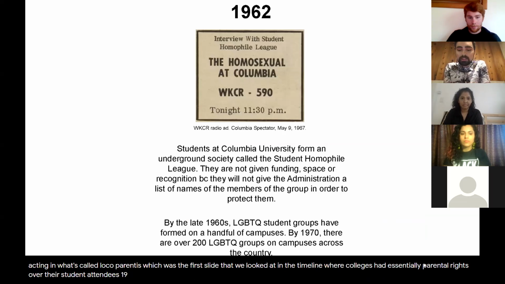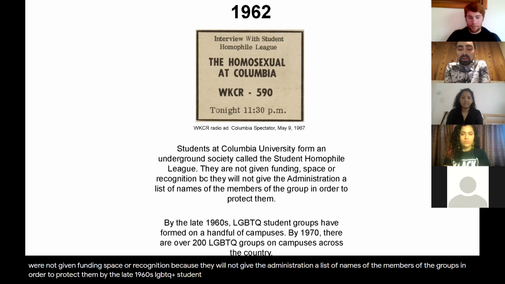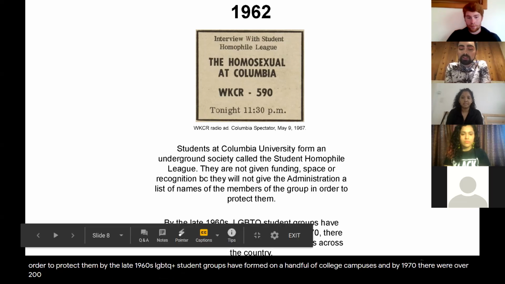In 1962, students at Columbia University from an underground society called the Student Homophile League were not given funding, space, or recognition because they would not give the administration a list of names of the members of the group, in order to protect them. By the late 1960s, LGBTQ plus student groups had formed on a handful of college campuses, and by 1970, there were over 200 LGBTQ plus groups on campuses across the country.